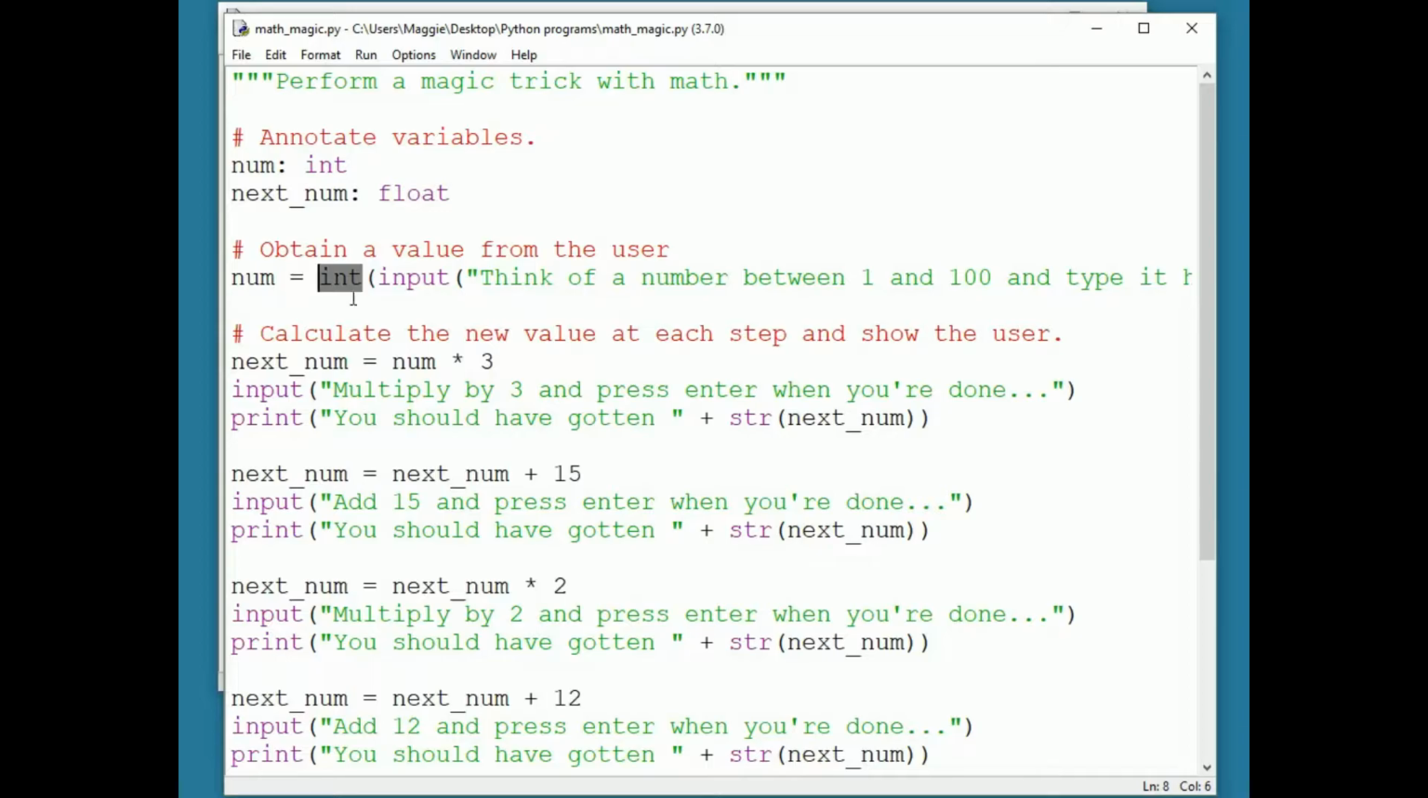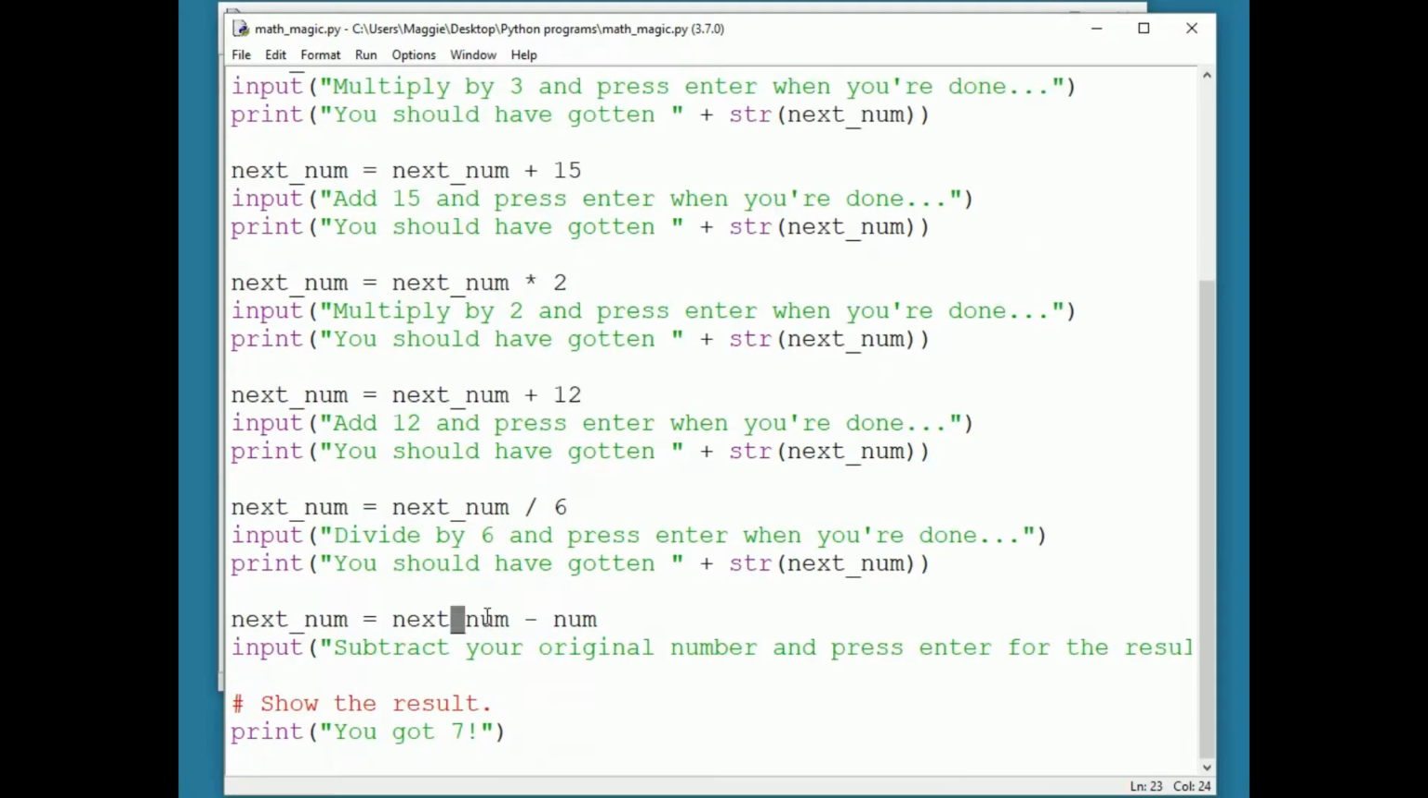The next calculation is a multiplication. And you can see I have multiplied num by 3 using the asterisk operator. That is the only way to multiply in Python. I also have another multiplication, a couple of additions, and a subtraction at the end.